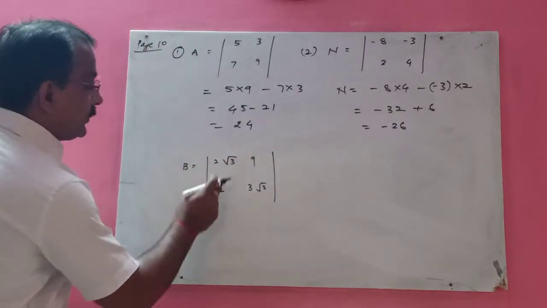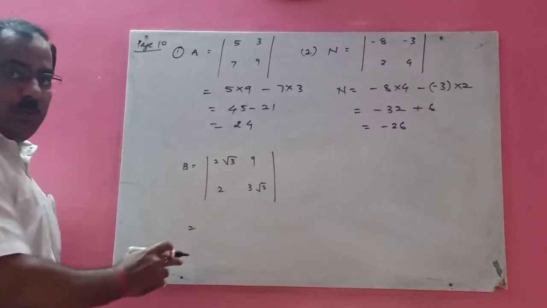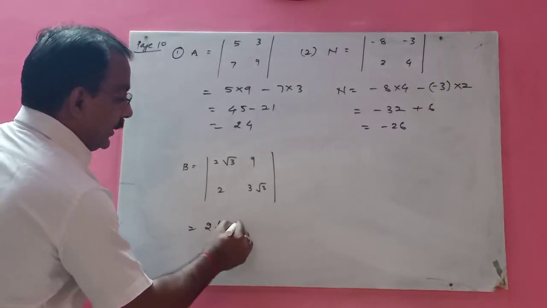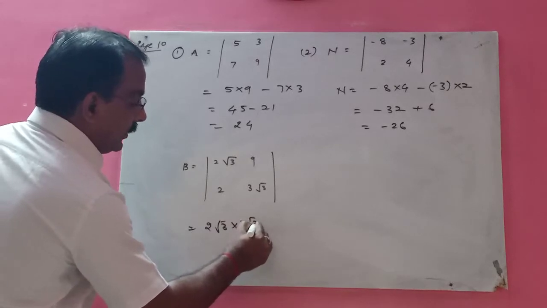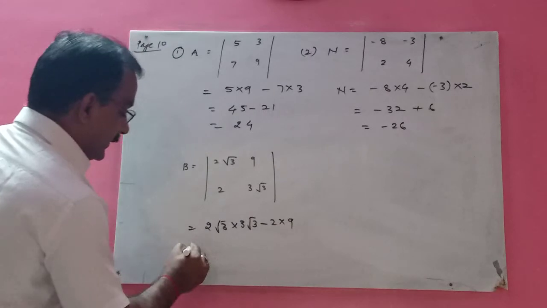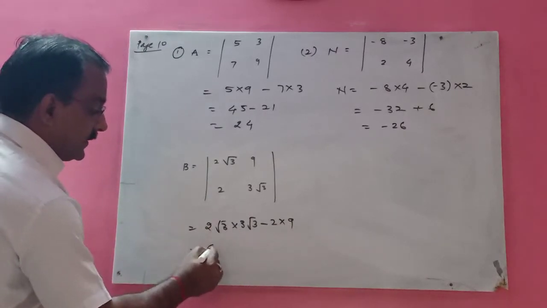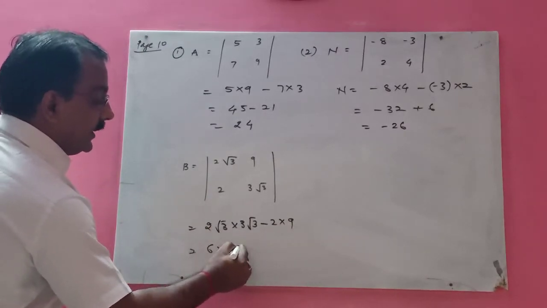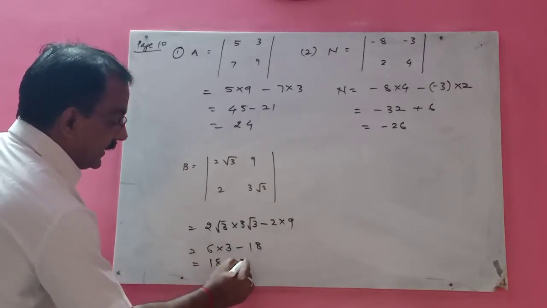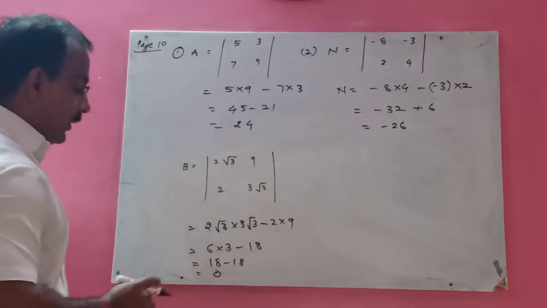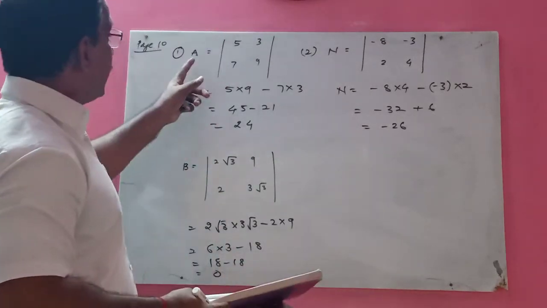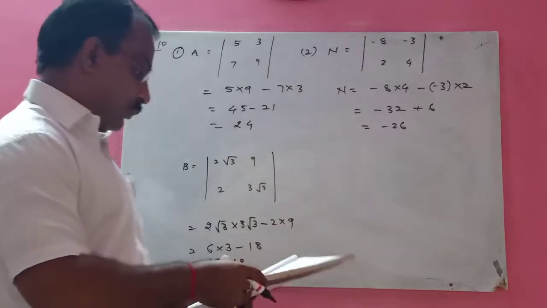Third one, here also 2 root 3 and 3 root 3 is given. So multiply 2 root 3 into 3 root 3 minus 2 into 9. So this is 2 3s are 6, root 3 into 3 is 3, 2 9s are 18. This is 18 minus 18, which is equal to 0. So these are the values of determinant. They can ask you for 2 marks.